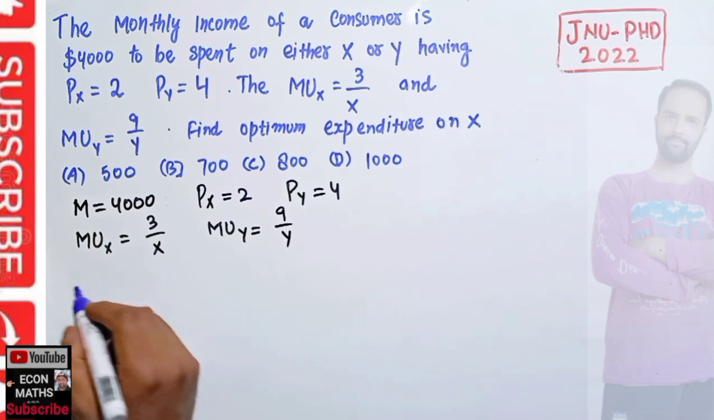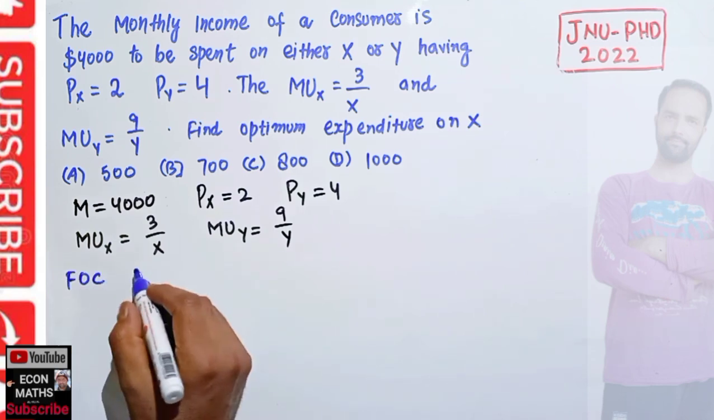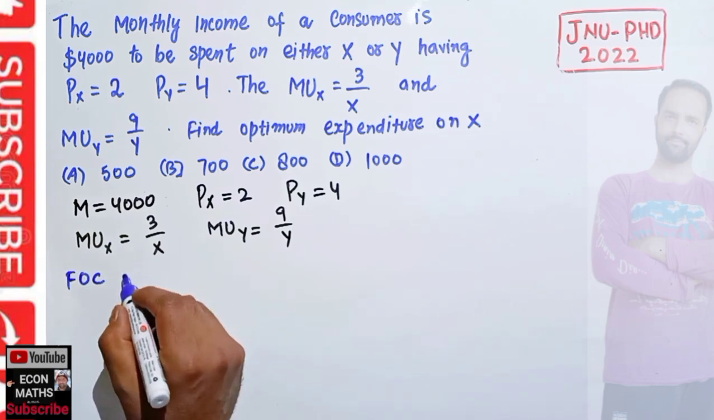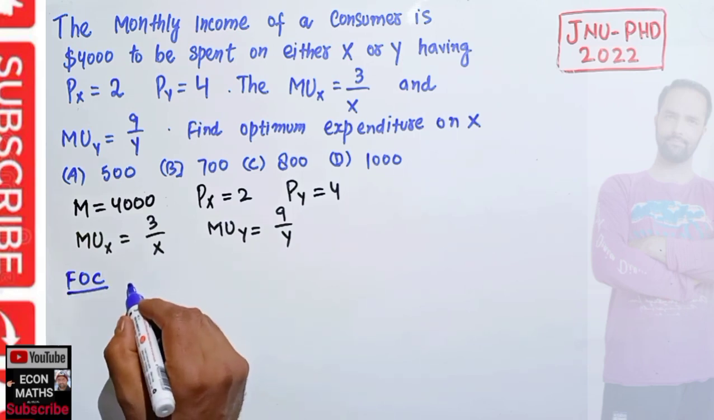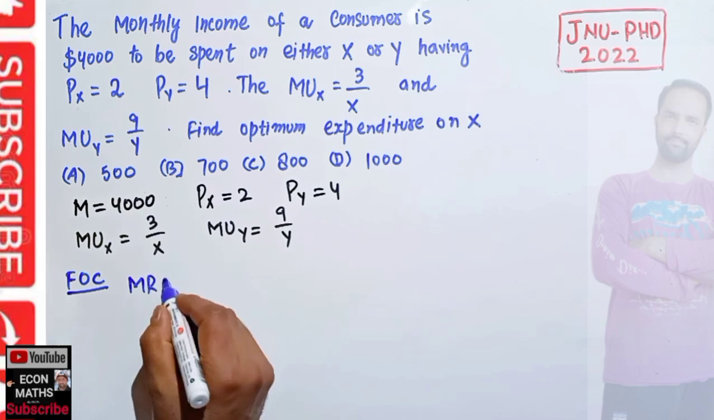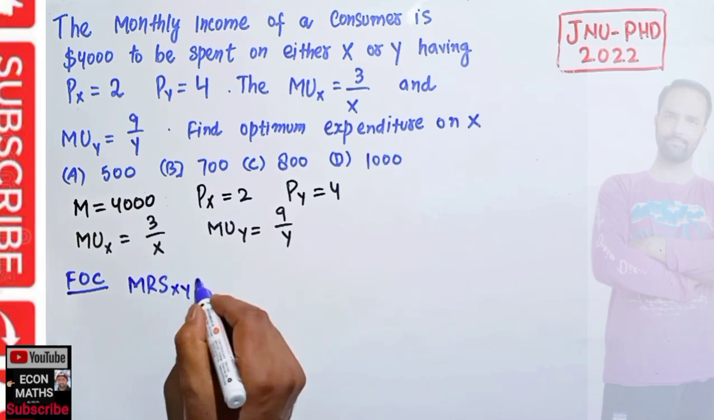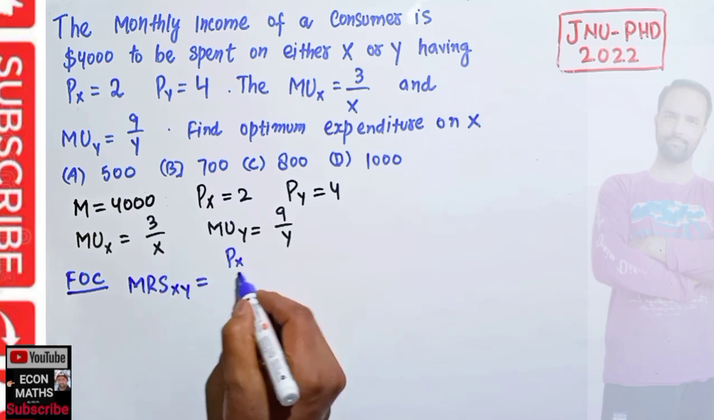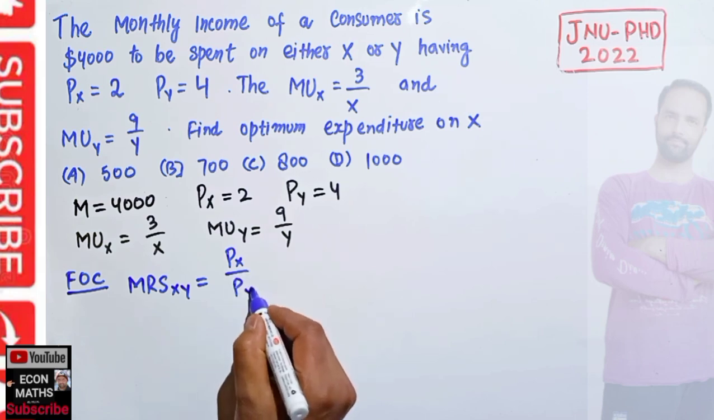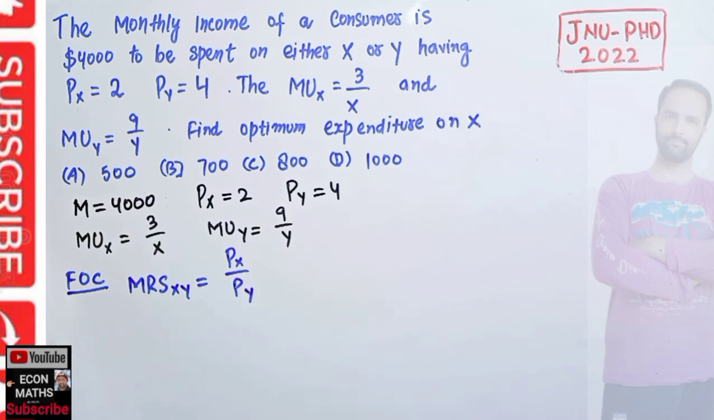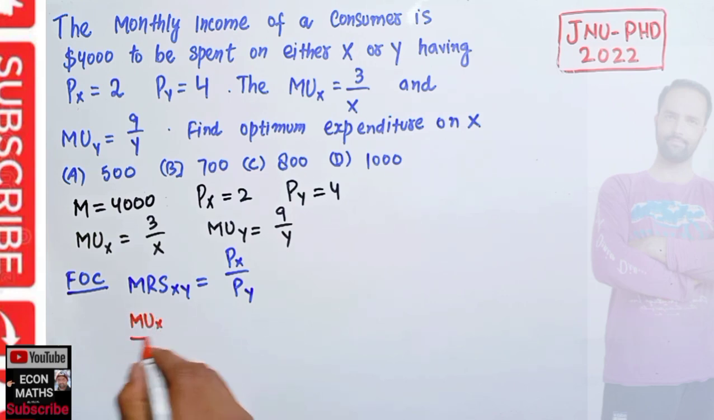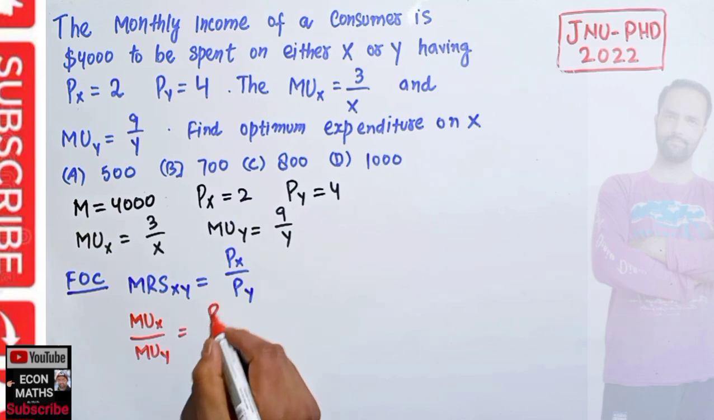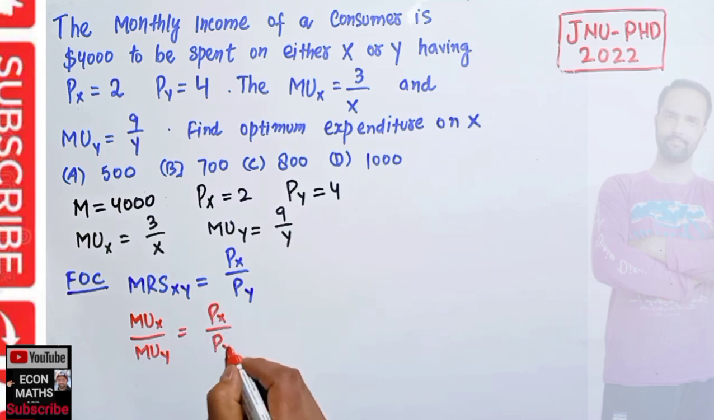First we need to find out the first order condition for optimization. The first order condition for optimization requires that the marginal rate of substitution between good X and Y should be equal to the ratio of the prices, that is price of X upon price of Y. MRS is simply marginal utility of good X upon marginal utility of good Y. It should be equal to price of X upon price of good Y.